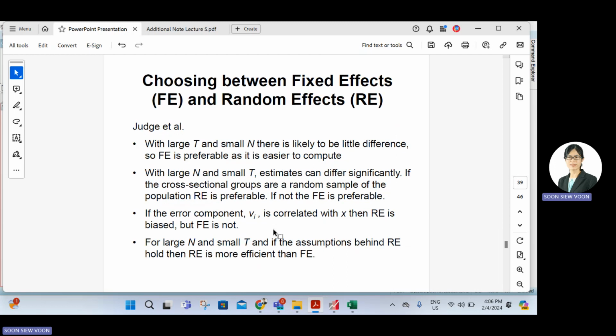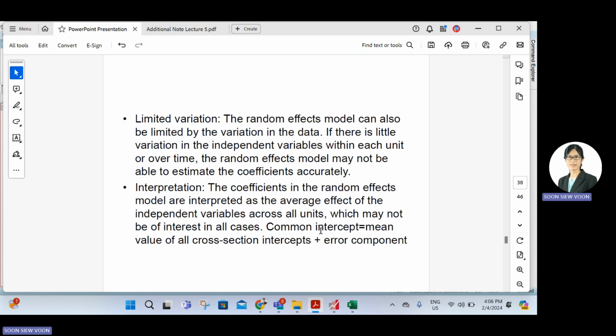So that is the thing, because the common intercept, remember, is actually the mean value of all the cross-section intercepts plus the error term. So this is how we go in the estimation. If the question asks how to compute the intercept in the random effect model, it's the mean value of all the cross-section intercepts plus the error component. This is the formula for us to get the common intercept.